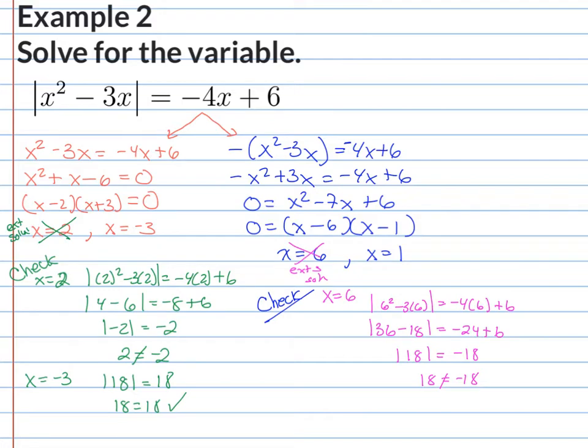Okay, if I check my x equals 1, I plug it in my equation. I'm going to skip a couple steps. You're going to get 1 minus 3 is equal to negative 4 plus 6. You get the absolute value of negative 2 is equal to 2. 2 is equal to 2. That's correct, so that is an actual answer. That works. So my only two answers that work are x equals negative 3 and x equals 1, because x equals 6 and x equals 2 are extraneous solutions because they give us false statements.